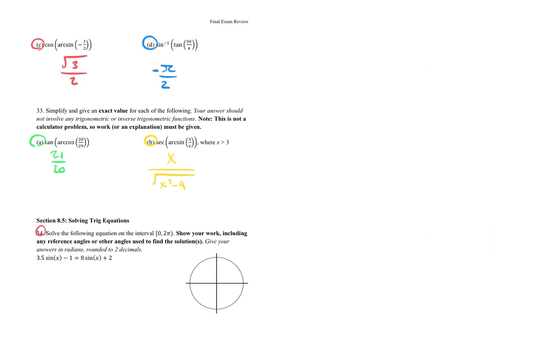Okay, 34. We're going to solve this equation over this given interval and include any reference angles or other angles to find the solution, and give your answer in terms of radians rounded to 2 decimal places. The first thing I'm going to do is move everything with x to one side and everything without x to the other side. So I'm going to subtract this to this side, then subtract this to this side. So what I get is 4.5 sine of x is going to equal negative 3.